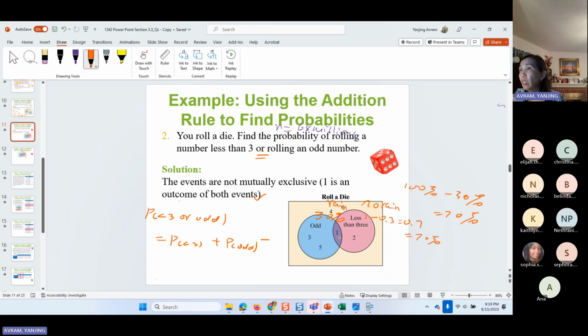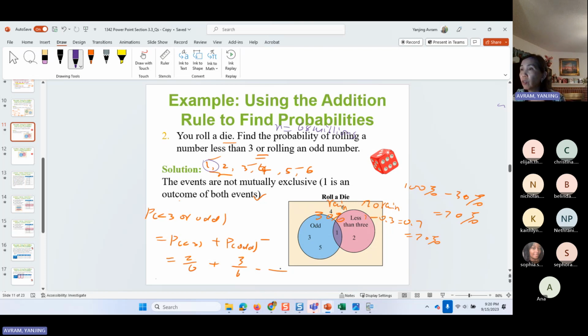If you count the numbers less than 3, right? Rolling a die, the numbers are 1, 2, 3, 4, 5, and 6. Rolling a number less than 3, you can have 1 and 2. So if you count 2 out of the 6, and an odd number, you have 1, 2, 3, 3 out of the 6. You just counted 1 twice. Look at it, you just counted 1 twice.